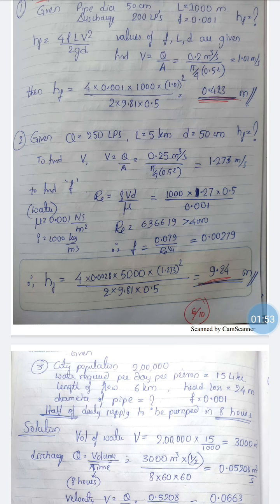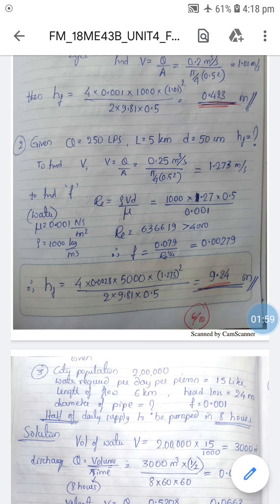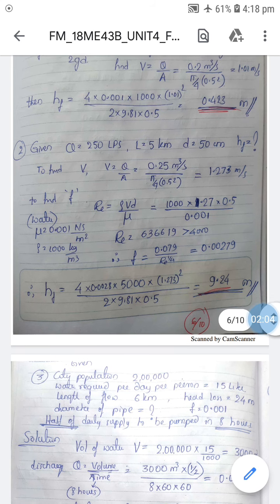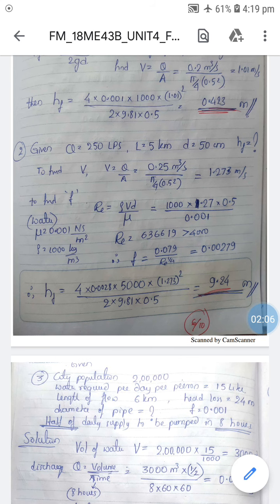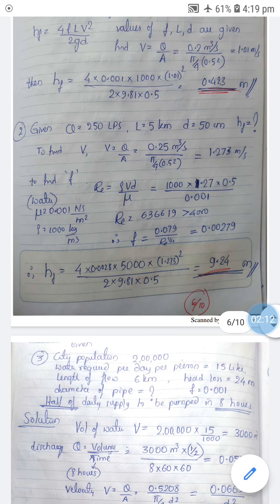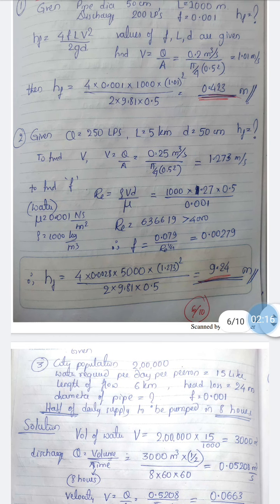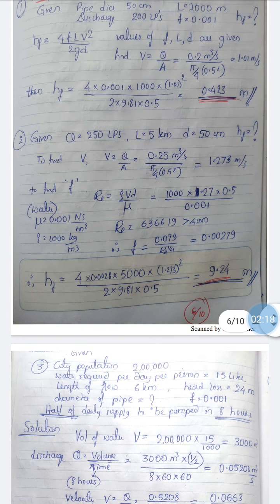But since we know the density of the fluid and viscosity of the fluid, first find the Reynolds number as rho Vd by mu. So if you substitute the values of rho, V, d and mu, you'll get Reynolds number as 636,619. Obviously it is more than 4000, so it's a turbulent flow. So the formula to find f is 0.079 by Re to the power 1 by 4. So you got the value as 0.00279.